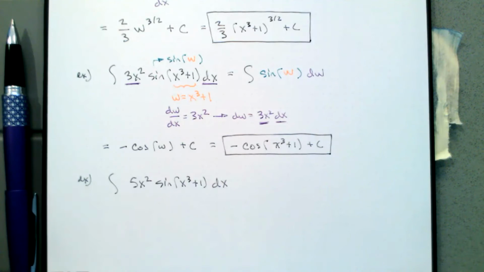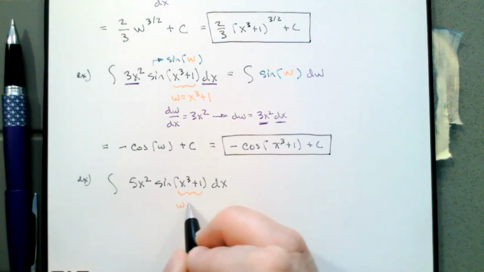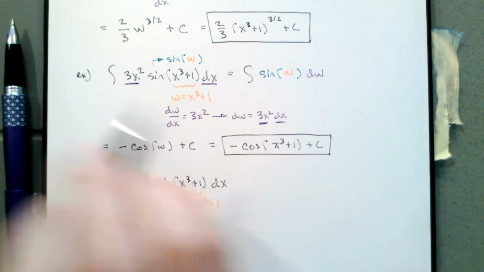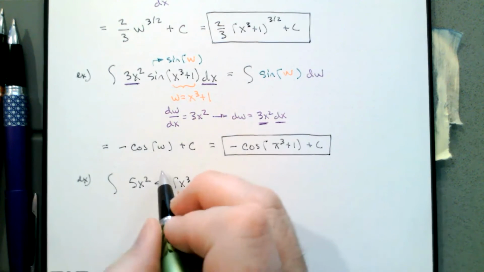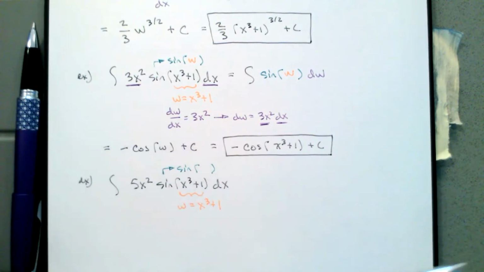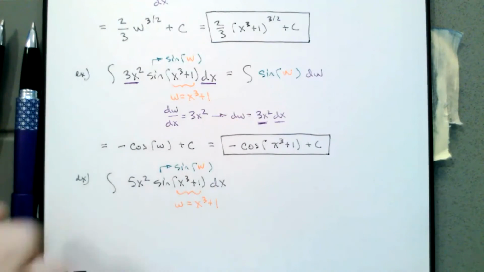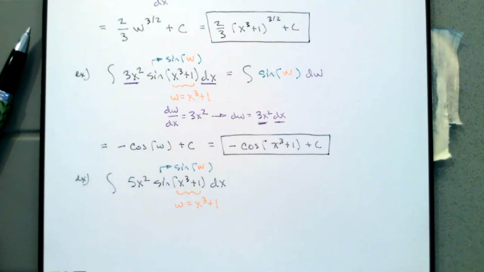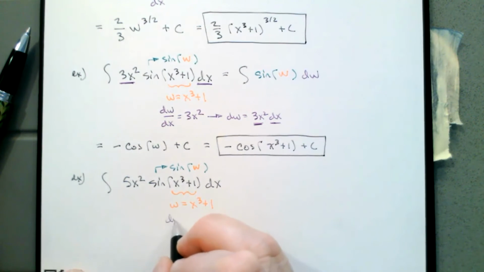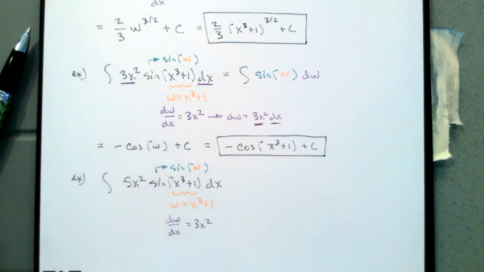The same process happens. We look for an inside function. It looks like there's a composition happening here where the inside is x cubed plus 1. And my outside function is sine of w. So that part is the same as the previous one. To make x cubed plus 1 work as the substitution, then dw dx is 3x squared. And we notice that we don't have 3x squared, we've got 5x squared.